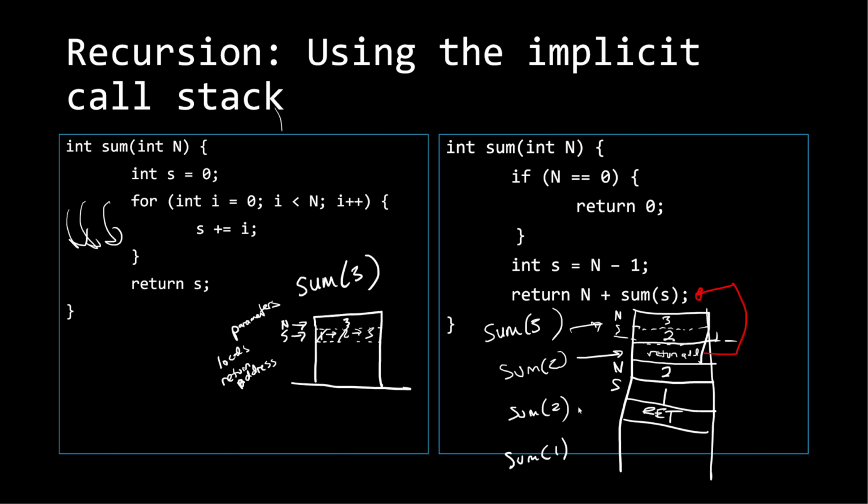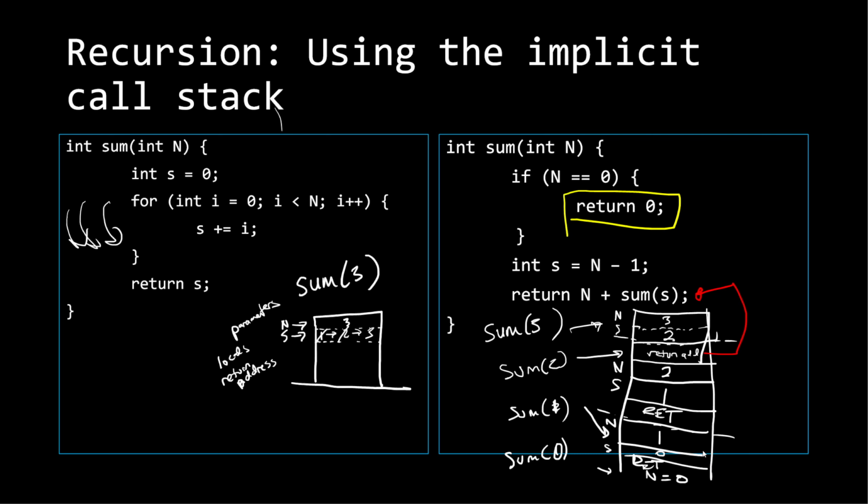Okay, so let's go ahead and go down here. Sum of 1 and sum of 0. So we're going to maybe mark this off. So sum of 1, n will be 1, right? And then the s will be 0. And then for sum of 0, the n will be 0. And what is interesting is at this point, there's also a return address down here. So at this point, we're going to hit this return 0 call. Okay, so we're going to hit this right here.